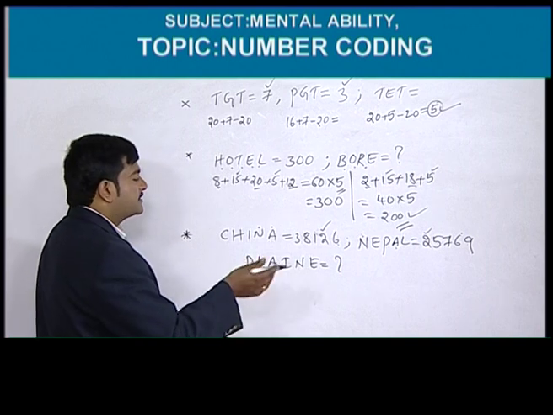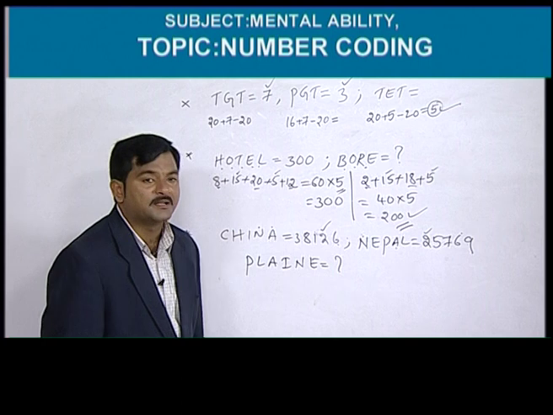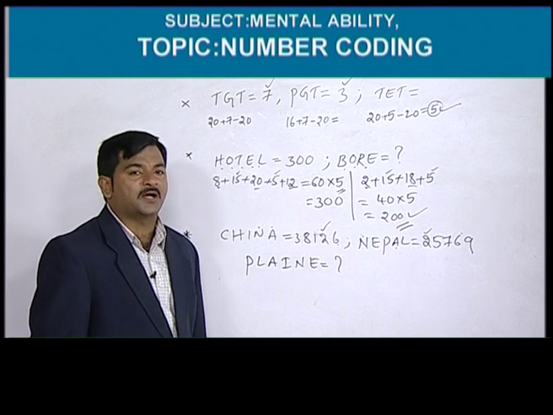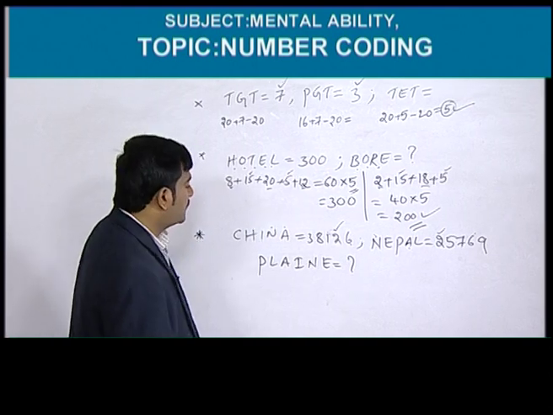What does it mean? China 38126, Nepal 25769. It means there is a concept of direct coding. Now we have to find out the code for the given word PLAINE.